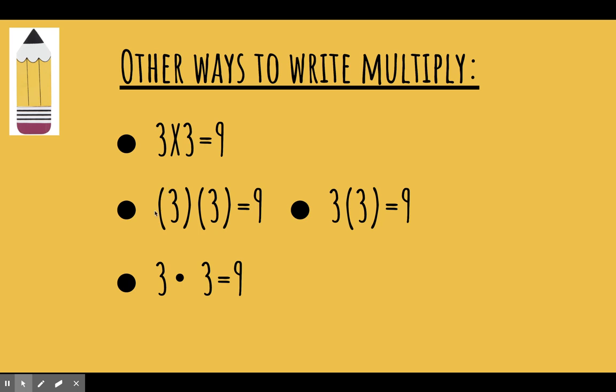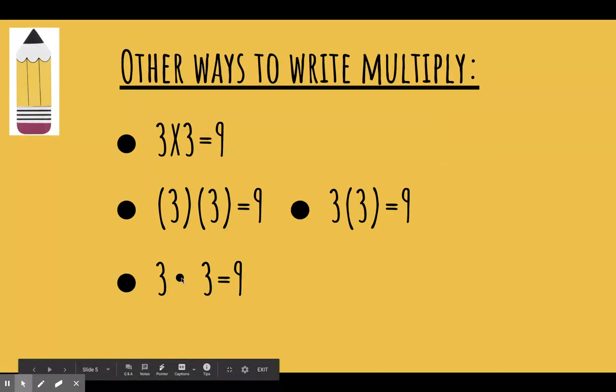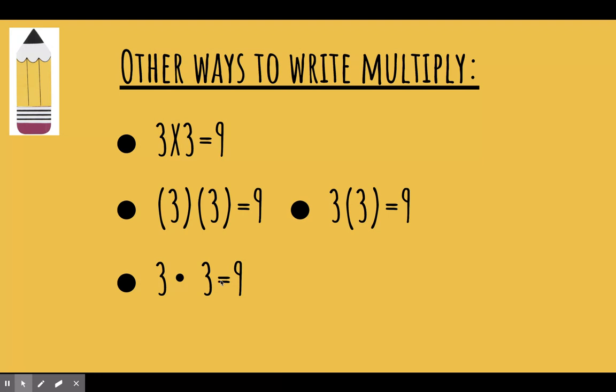Another way is the parentheses. So you can have two numbers in parentheses next to each other. That still means 3 times 3 equals 9. Or you can have a number next to a number in parentheses, and that also means 3 times 3 equals 9. And then the last way is the dot. So the dot also acts as a multiplication sign. 3 times 3 equals 9.